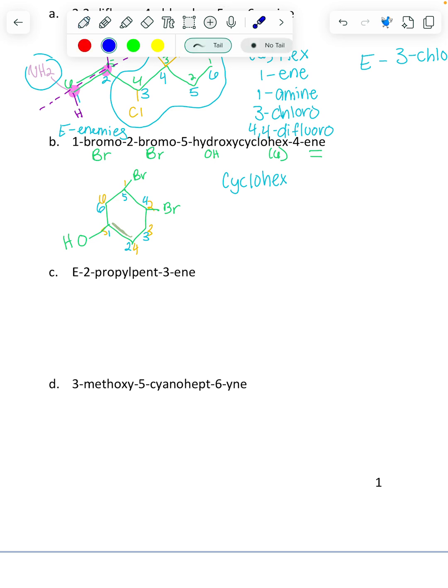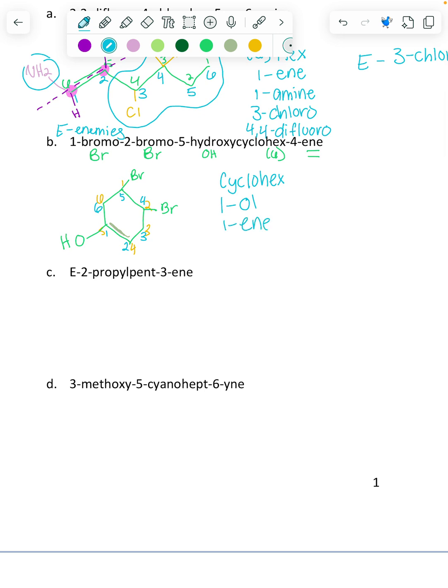Now we know there's a priority group of alcohol at carbon 1. So that's actually going to be OL, not hydroxy, because it's still a priority group. So 1-ol. There's also a double bond going from carbon 1 to carbon 2. So that's going to be 1-ene. There's a bromine at carbon 5 and 4. So it's going to be 4,5-dibromo.